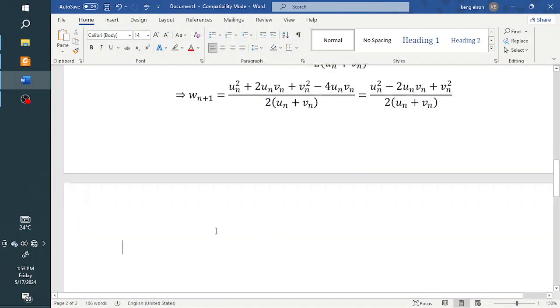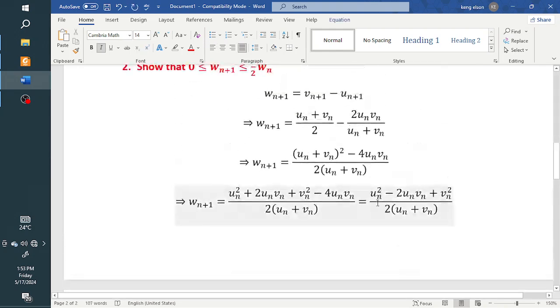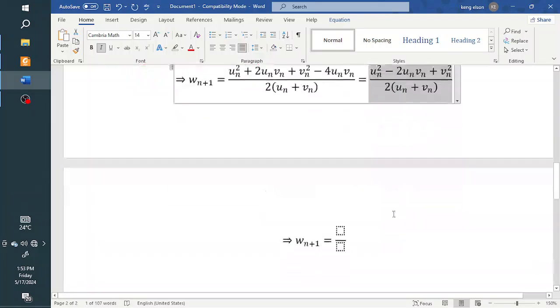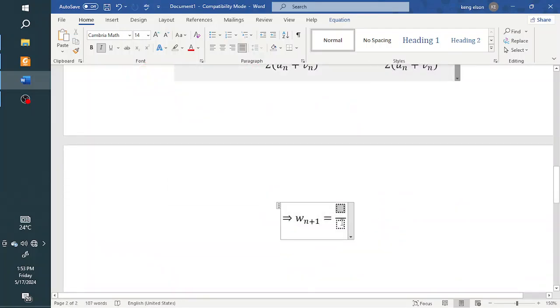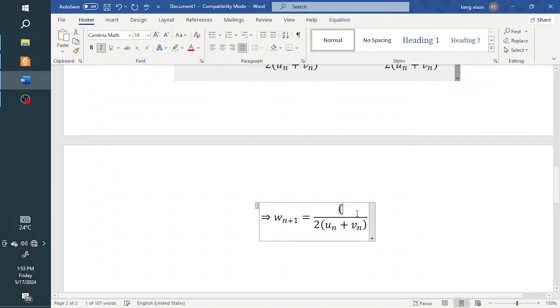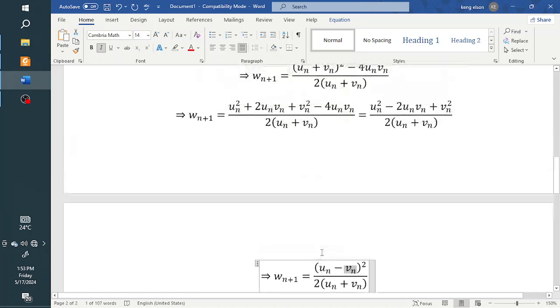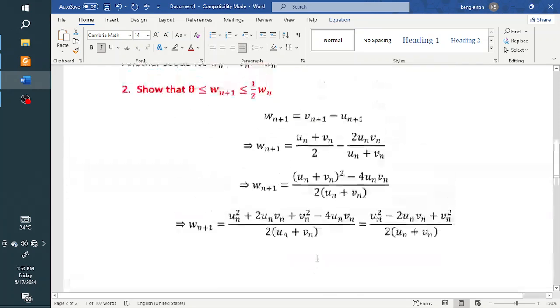So we are here, this is equal to, you just have to copy this and paste. Now this numerator is the same as (un minus vn) all squared. If you expand, you are going to have un squared minus 2un vn plus vn squared, as you clearly see. Alright, now let's go back to the proof.